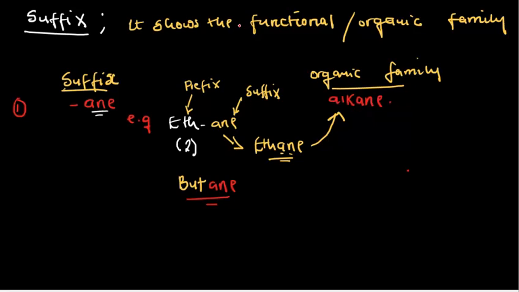Now, in which organic family does this one belong? If it is ending with ANE, it means it is an alkane. Because it is ending with ANE, the same as ethane. This ethane is ending with ANE, so it is an alkane. That's what we are saying here.